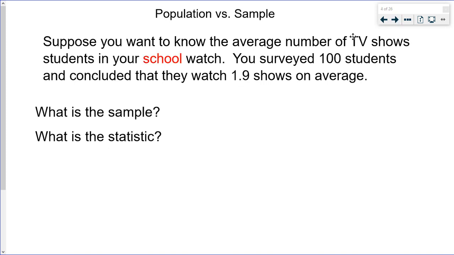Now, what we're going to do now is we're going to change this slightly. It says, suppose you want to know the average number of TV shows students in your school watch.